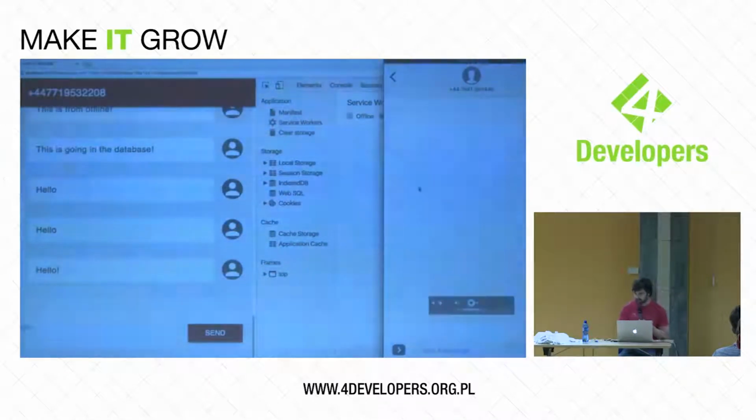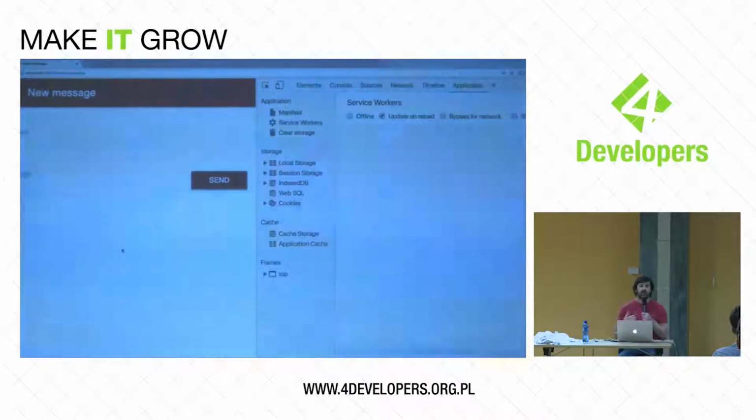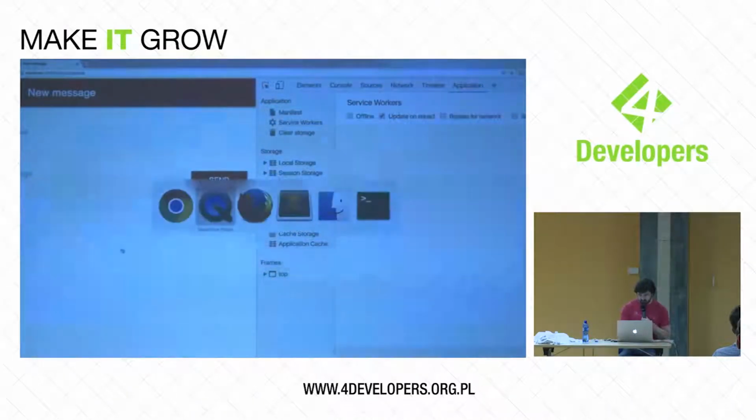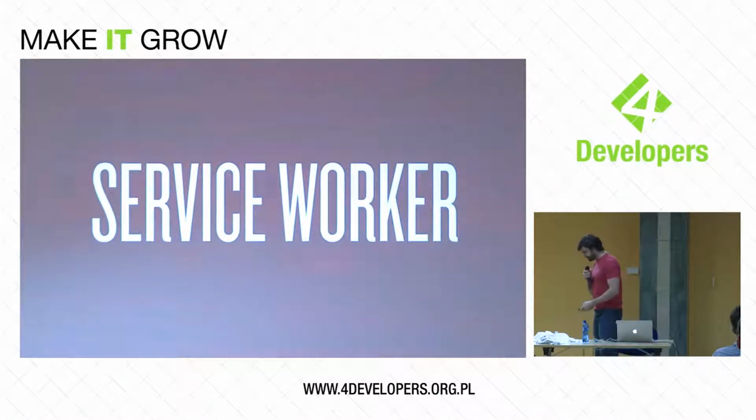There we go. And a message should come through over here. There we go. Brilliant. OK, that is our demo application for the day. And we are going to make this message form work regardless of the internet connection available to it. Cool. So let's talk about the service worker then.